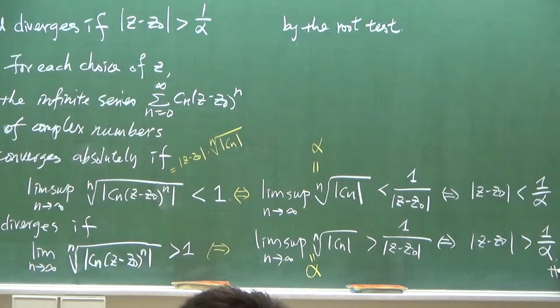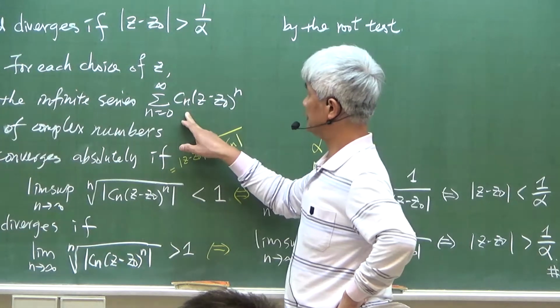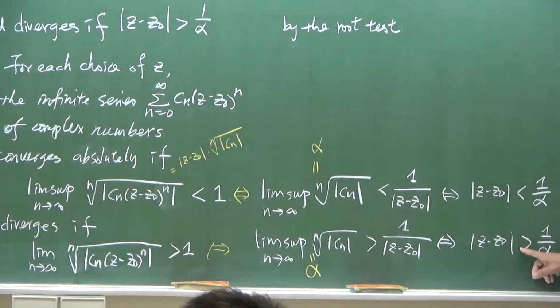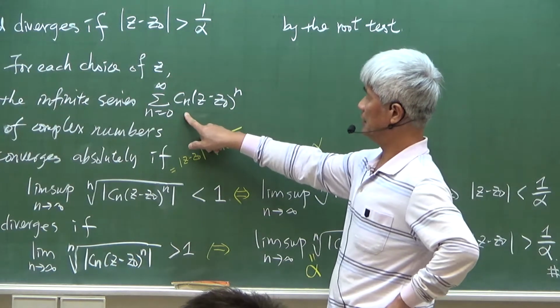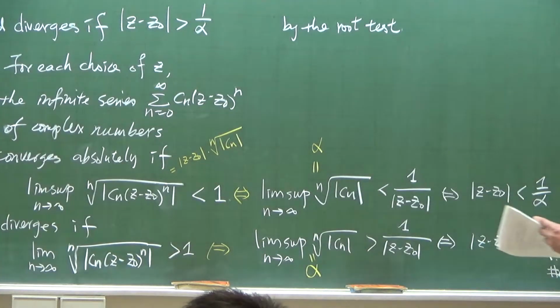And then so we have done. So if the distance is less than 1 over alpha, then this series converges absolutely. But if it's greater than 1 over alpha, then the power series diverges. So this is the proof.